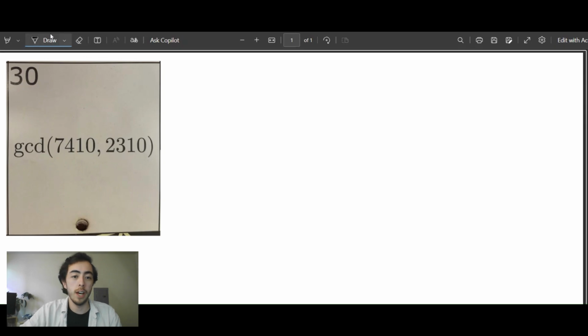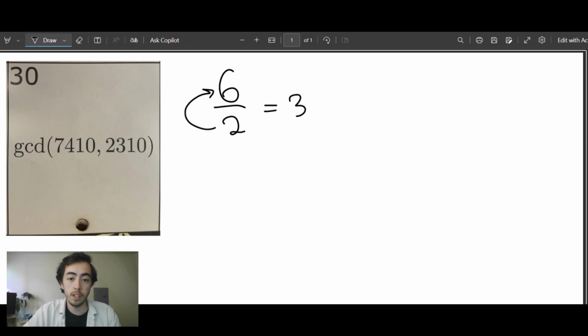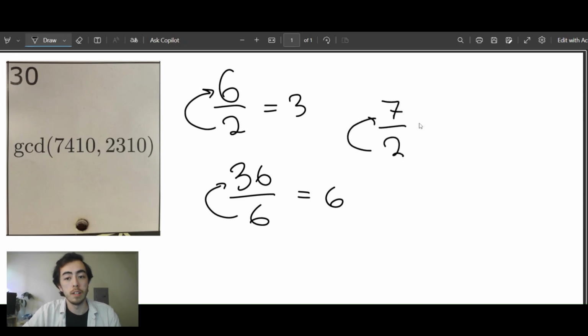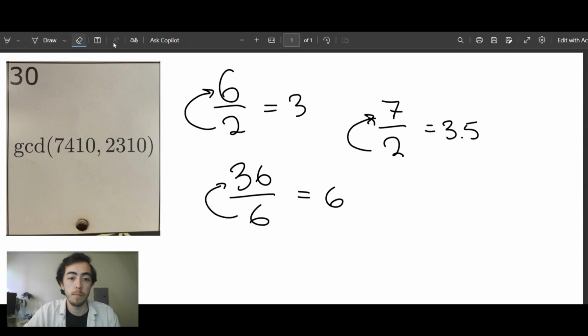So a little bit of vocab, a divisor is just a number that divides another evenly. So here you can see that 2 is a divisor of 6. 6 is a divisor of 36 because it divides it evenly. And then 2 is not a divisor of 7 because it does not divide it evenly.